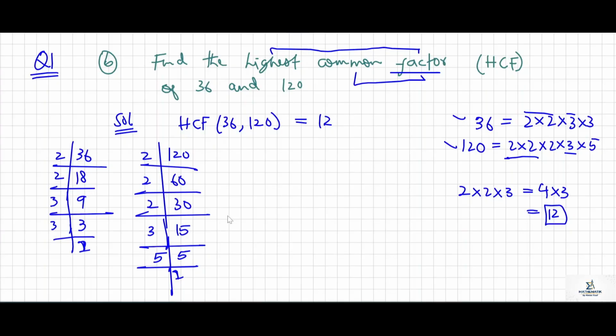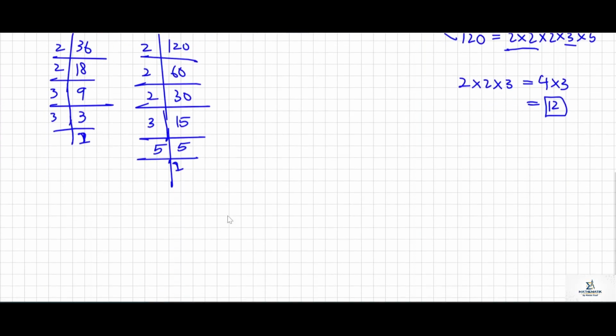So question number 1, part C. Find the lowest common multiple.